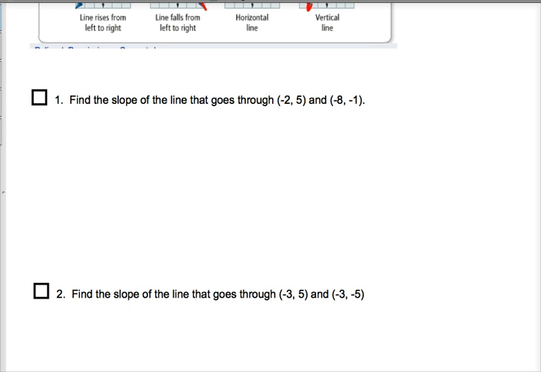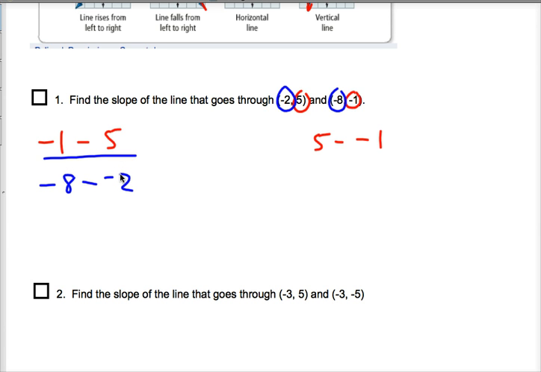Identify the y's, subtract them. Now my y's over here are -1 and 5. So it doesn't matter the order. I can go -1 minus 5, or I can go 5 minus -1. What matters is, when I get to the x's, I have to be consistent. So on the one on the left, I started with the -1 as my y, so I would have to start with the -8 as my x, and then subtract -2.